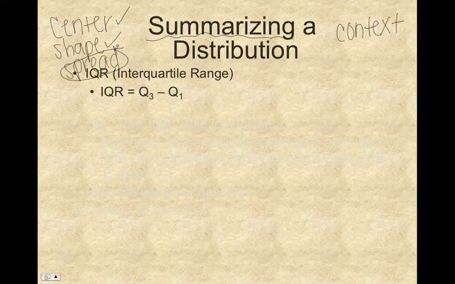The first measure of spread that we can give is called the IQR, or the interquartile range. The interquartile range is defined as the difference between Q1 and Q3. So in other words, you're going to take the upper quartile, Q3, and the lower quartile, Q1, and subtract them.